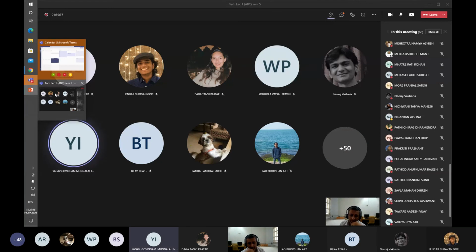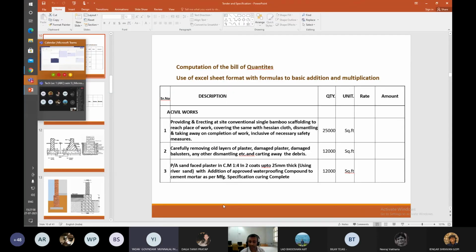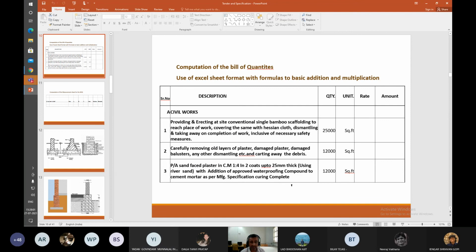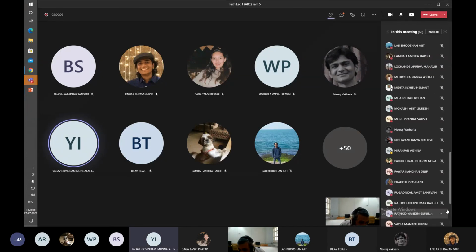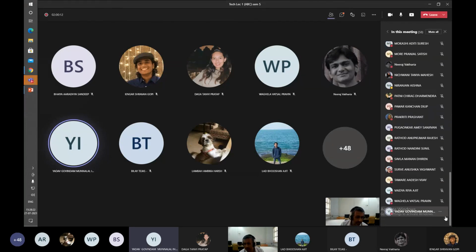So you don't need to write it, it has to be measured in volume. I'll be writing the thickness of that RCC slab. Okay, so what is the thickness of an RCC slab? And the RCC slab is cast on what? What is the RCC slab usually cast on?